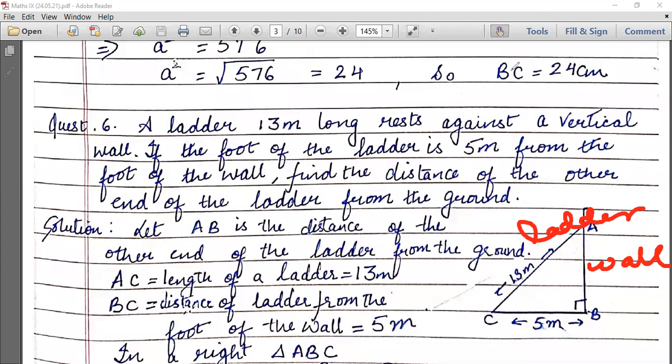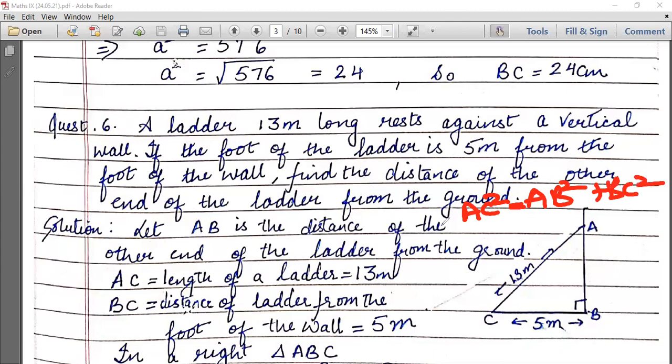Okay, so what we are given here, we are given the length of the ladder, that is 13 meter. We are given the distance of the foot of the ladder from the wall on the ground, it is 5 meter. Now you have to find the distance AB. Okay, so apply the Pythagoras theorem here. It will be AC square, because it is hypotenuse, is equal to AB square plus BC square. Children, here AC is 13 square. AB is not given, we have to calculate, and BC is 5 square.